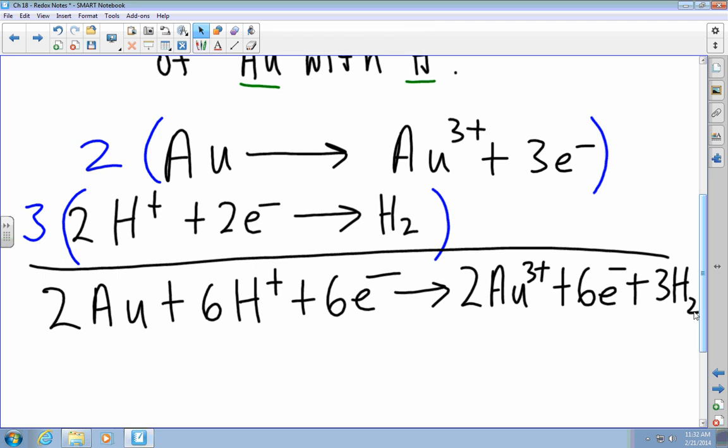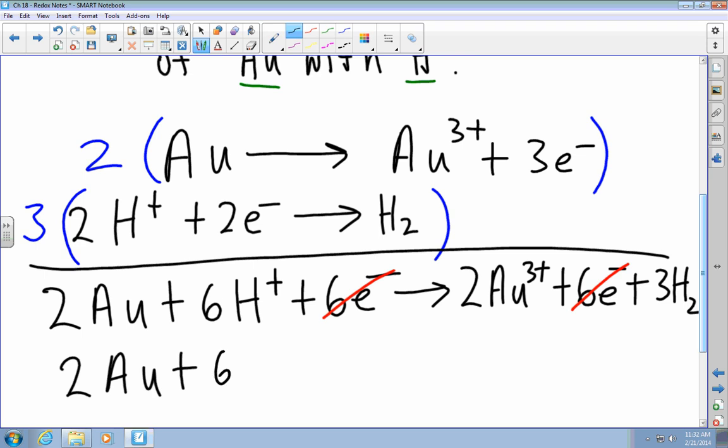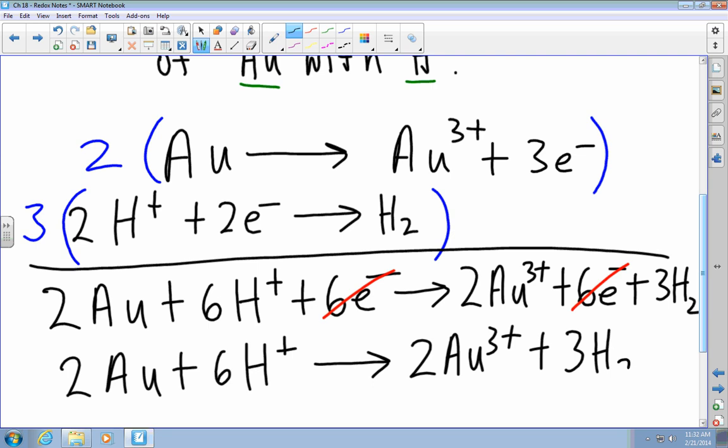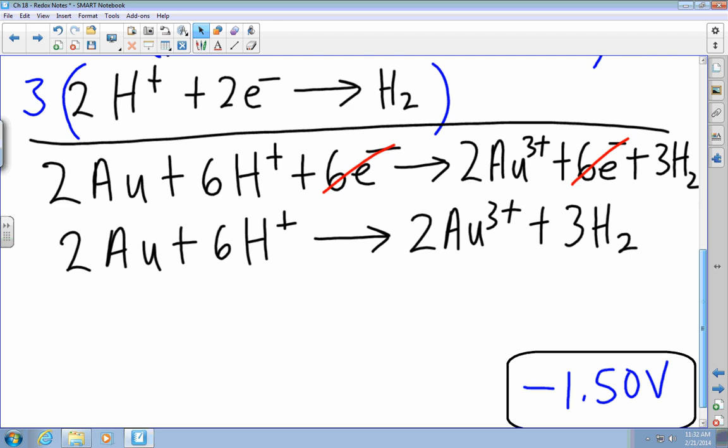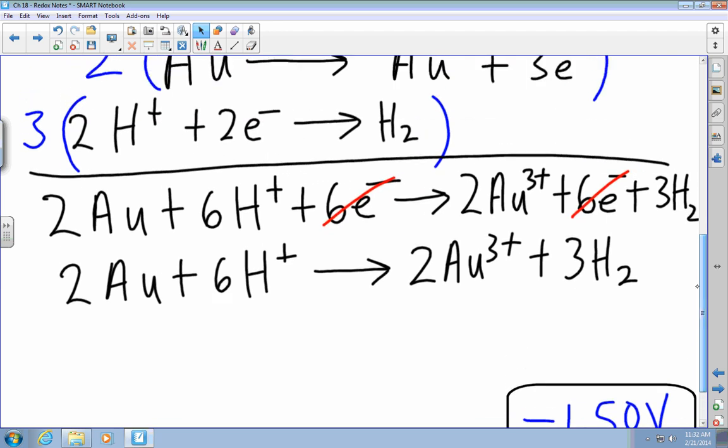And canceling our e- leaves us with 2Au plus 6H+ yields 2Au3+ plus 3H2. And again, we won't worry about the minus 1.50 V just yet. We'll get there in a moment.